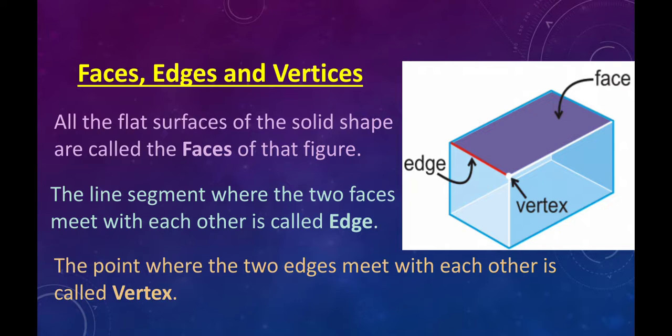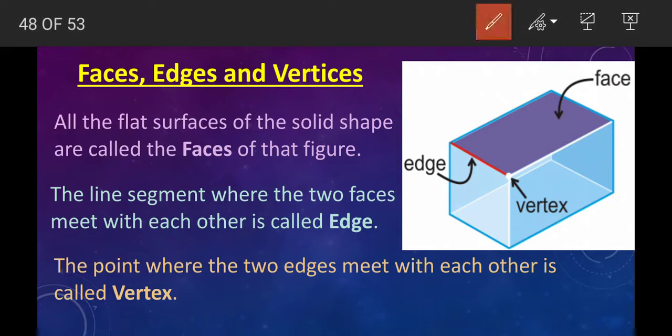Now come to what we use in the 3D shapes, that is face, edge and vertices. Okay, so what are they? Same as 2D shapes. Okay, in 2D shapes we are using the sides and angles. Okay, so here we will discuss face, edge and vertices. So first we will discuss about the faces. All the flat surfaces of the solid shape are known as faces of the figure.